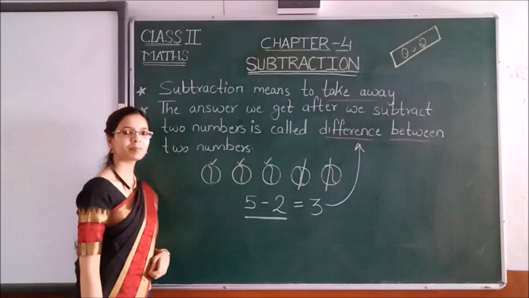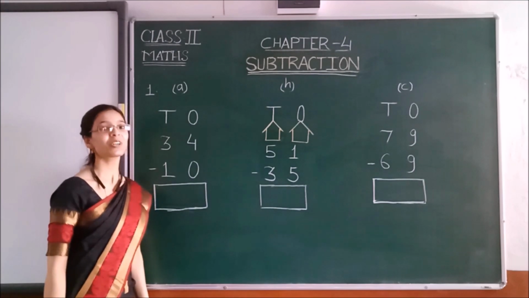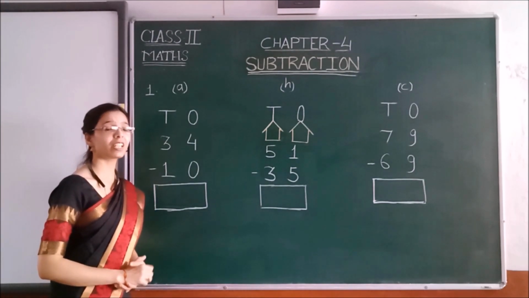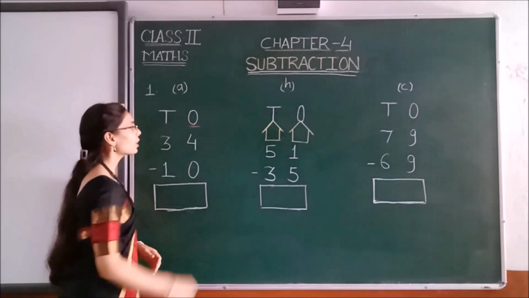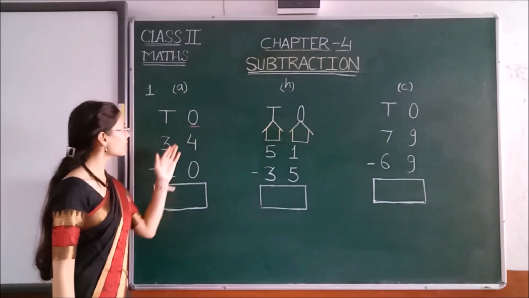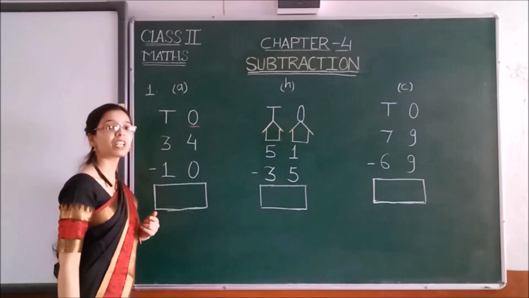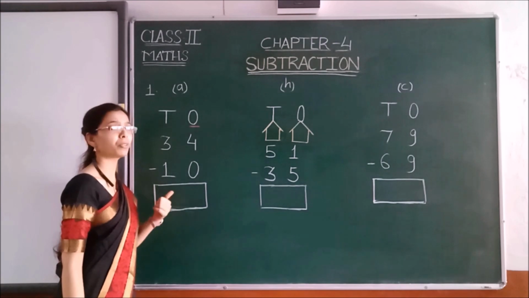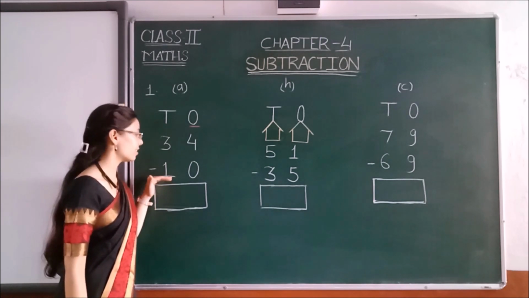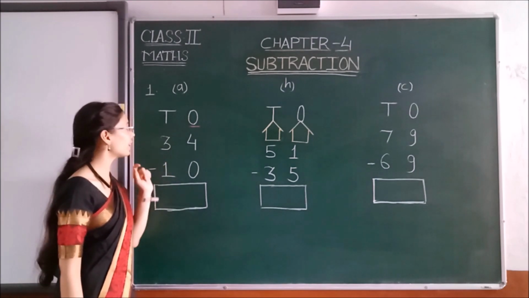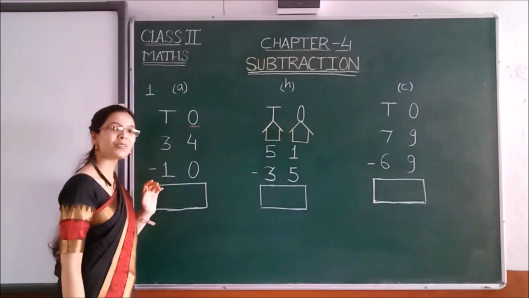Understood? So children, what you have studied, we will just recall it. Just like addition, in subtraction also, we will start from the ones column. Look at here, this is the ones column and this one is the tens column. In subtraction, we can subtract a smaller number from a bigger number. Which is the smaller number here? Yes, 10. And which is the bigger number? 34. So we can subtract 10 from 34.